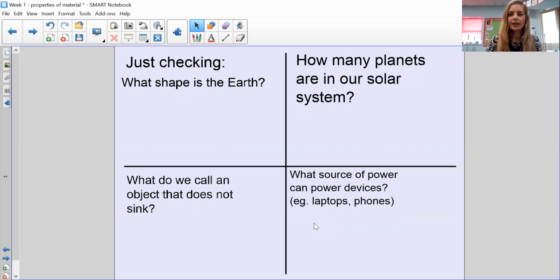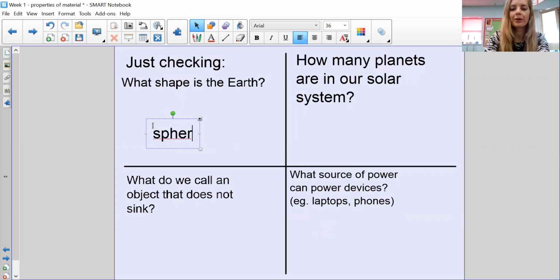Great, so we are going to be looking at our answers very quickly and seeing how you've done. So what shape is the Earth? Most of you, I hope, would have remembered that it is spherical. So we call something that is a sphere. It's not a circle. It's definitely not flat. It's spherical in shape. Okay, so that is the shape of our Earth.